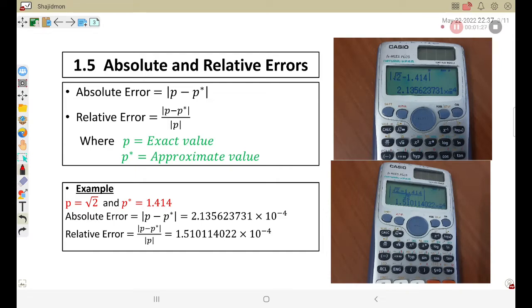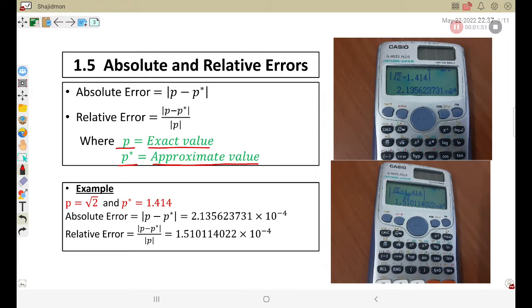So how can we find these two errors? First, just to familiarize the notation: P means the exact value. You remember we used the same notation in the last section. P means exact value and P star means the approximate value of the number. Approximate value means we used either the rounding or chopping technique.